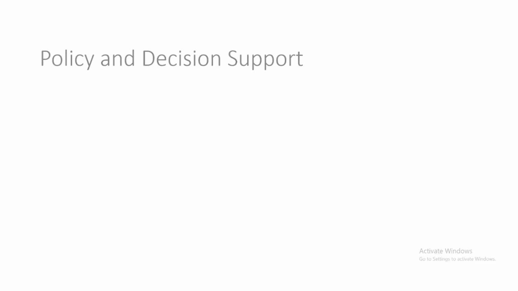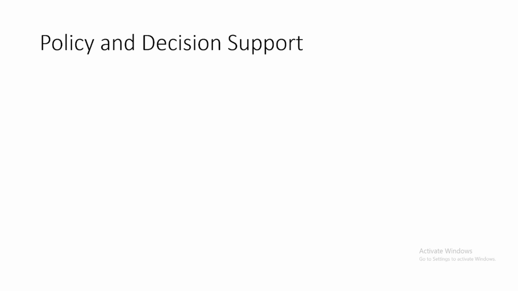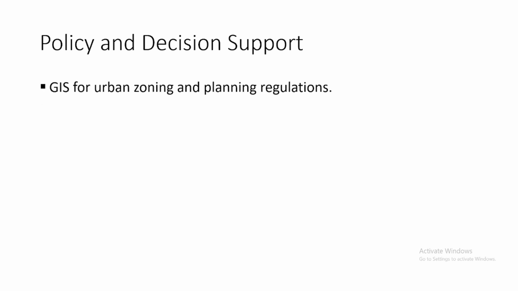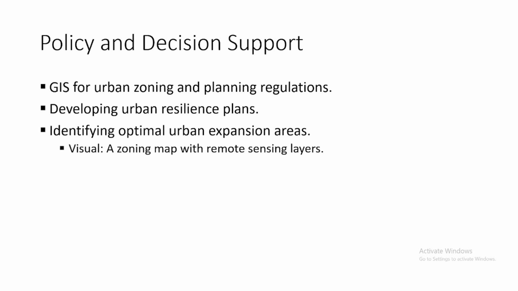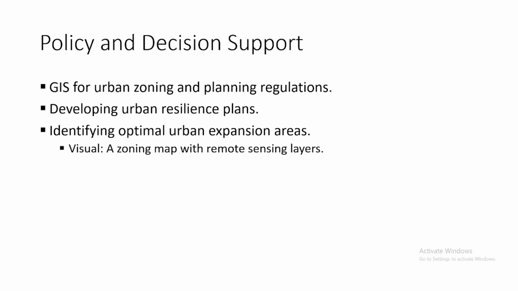So basically, it's a very vast topic for urban development and management. There are a lot of topics we can include in this part, and you can also do policy and decision support using remote sensing and GIS, such as urban zoning and planning regulation, developing urban resilience plans, and identifying optimal urban expansion areas. It's very important to identify the optimal urban expansion area. We also did that. So there are a lot of topics here.